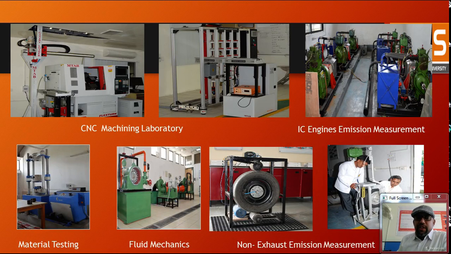Next, there are also CNC machining laboratories, IC engine emission measurement laboratories, material testing, fluid mechanics, and non-exhaust emissions. For example, non-exhaust emissions: now we only check the exhaust gas from the tailpipe. But a car has only one exhaust pipe, hardly two if it is a new design. Whereas a car has four tires, and all four tires wear out after some time. This wear is not in the form of chips, it is in the form of molecules.